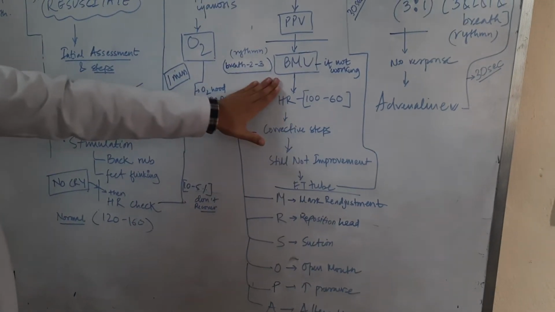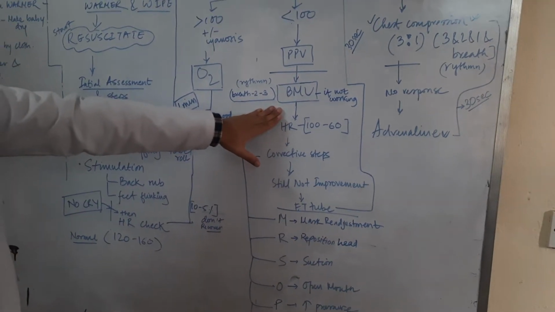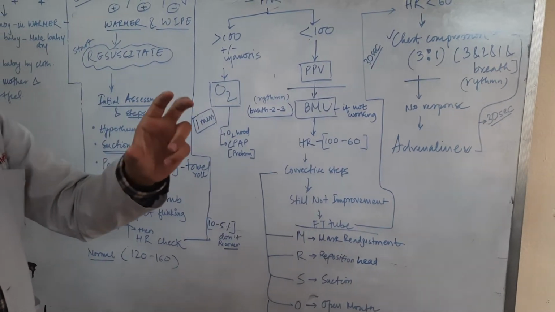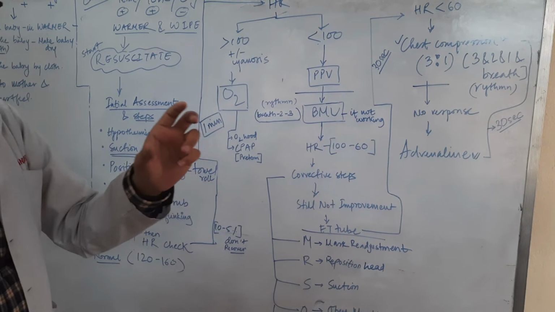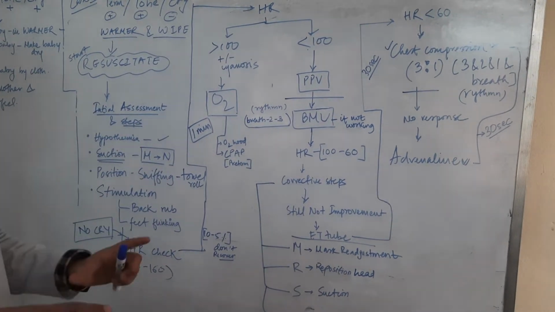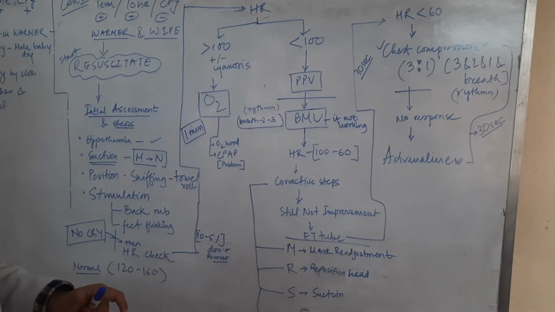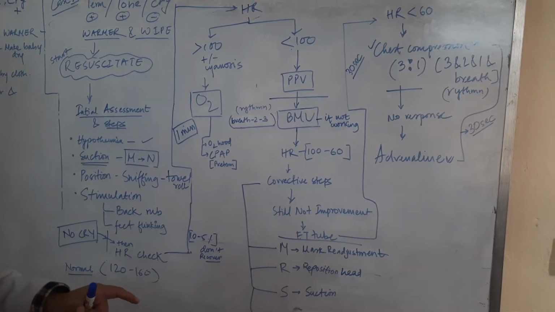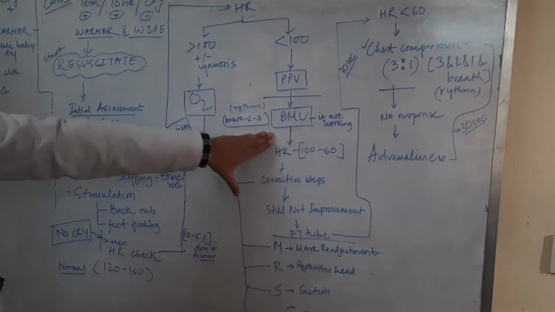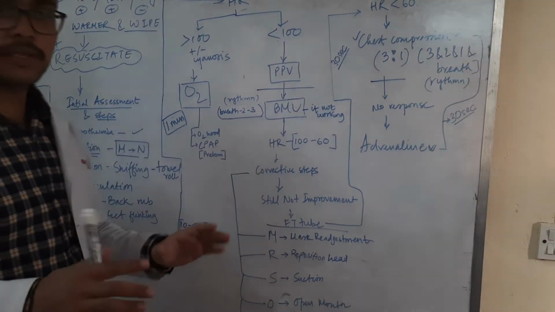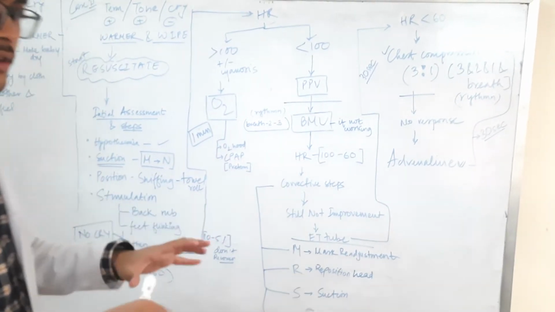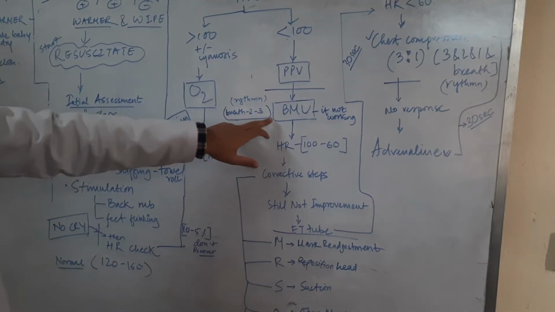Now, bag and mask ventilation is done using an AMBU bag with an appropriate sized mask. For a preterm, that is size 0. For a term baby, that is size 1 mask. And the rate of ventilation would be breathe 3-2 like that. So basically, we have to give ventilation of 40 to 60 per minute. So breathe 3-2, we ventilate the baby.